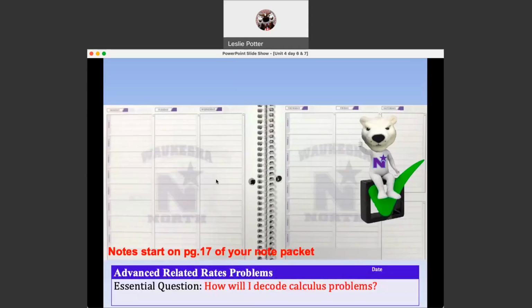Hello again. These are the notes for Unit 4, Day 6, and we're continuing our discussion on related rates problems. And now we're hitting the advanced ones. We're still working with this essential question: how will I decode calculus problems? So again, we're reading strategically. I know I didn't mention that in the last video, but we're doing some strategic reading, maybe some AVID techniques on circling and underlining information, and then we're following those steps for the solution process.